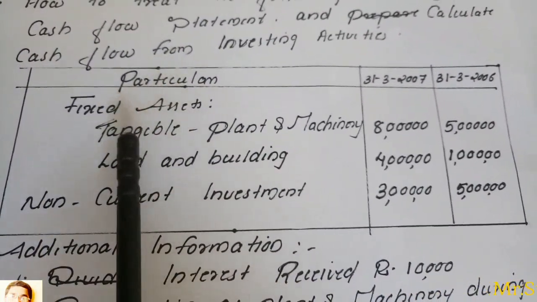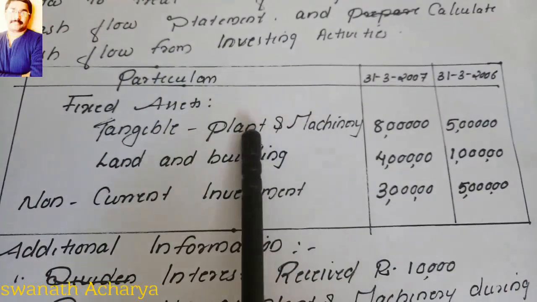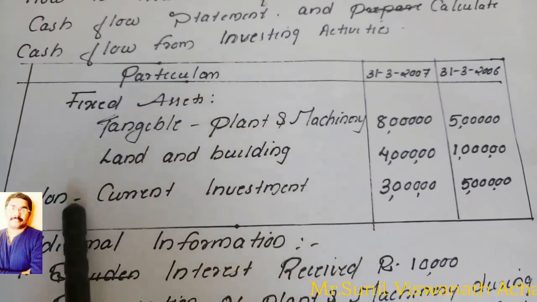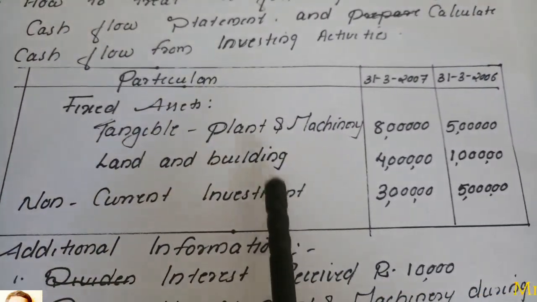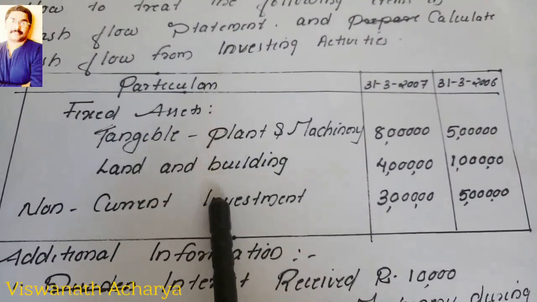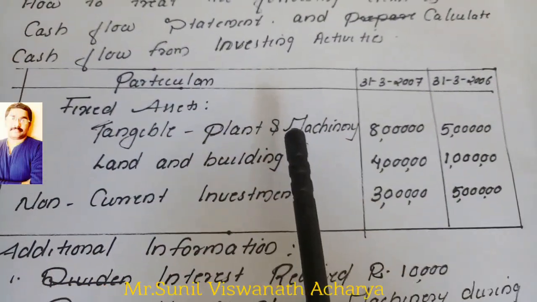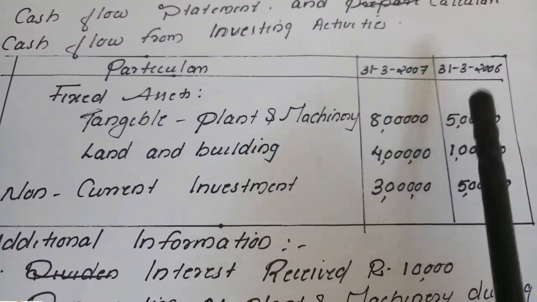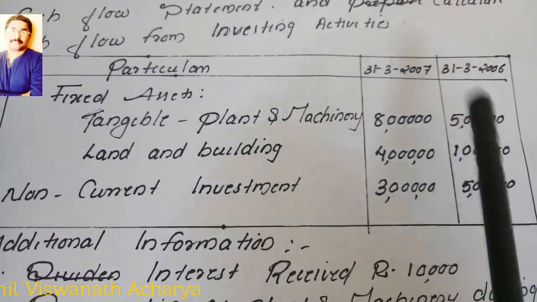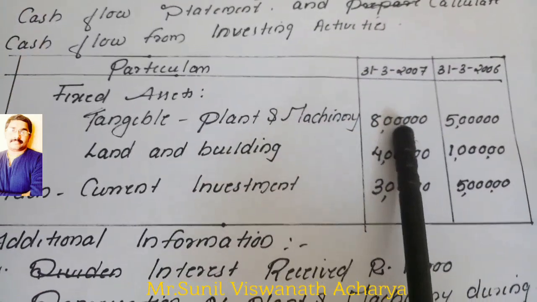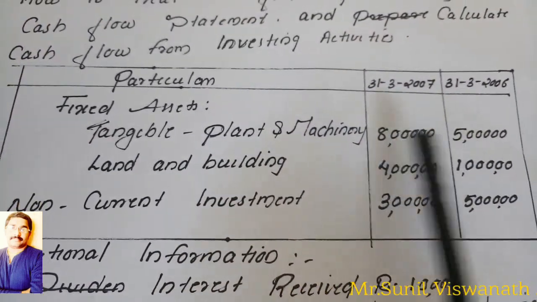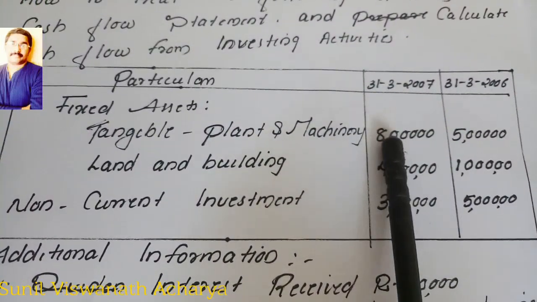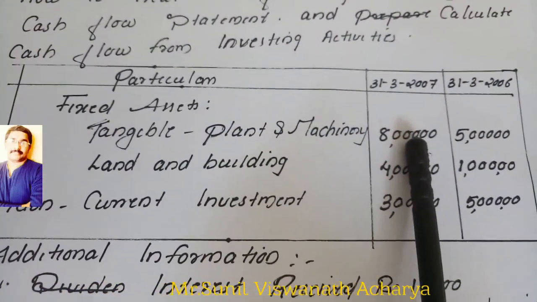Fixed assets, tangible assets: it's given plant and machinery, then land and building, then non-current investment. So three items are given in the non-current assets. 2006 is the previous year, 2007 is the current year. No additional information is given. We know here, see, 5 lakhs became 8 lakhs, that means we purchased 3 lakhs.